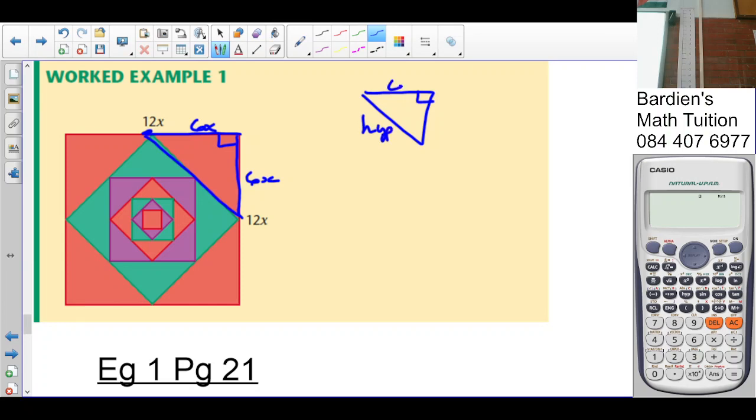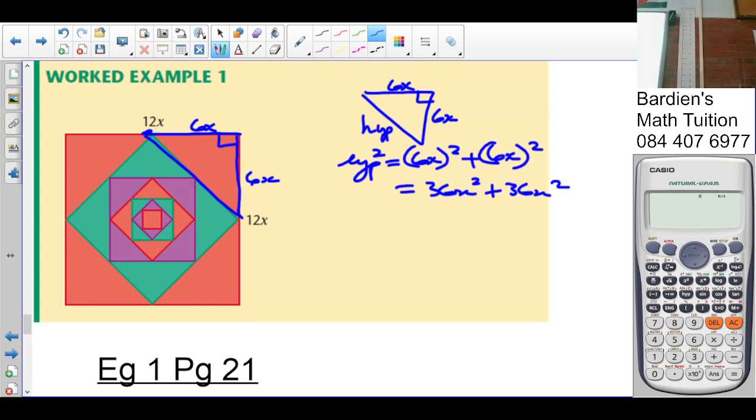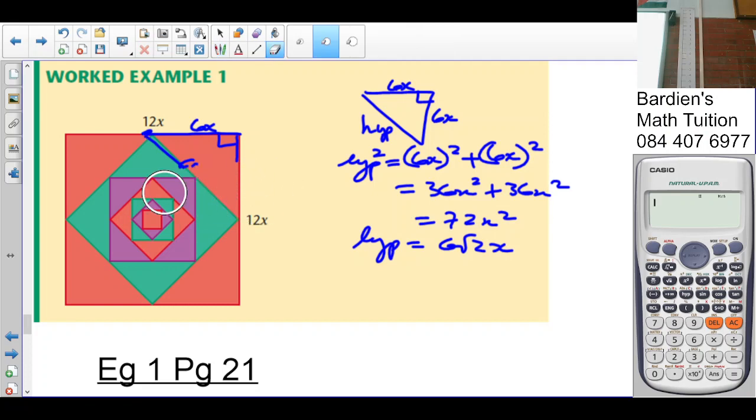So with that I will be able to calculate the hypotenuse, by using Pythagoras. The hypotenuse squared according to Pythagoras is going to be the sum of the other two sides squared. So 6x squared plus 6x squared is going to give us 36x squared plus 36x squared, which gives us 72x squared. So the hypotenuse, I apply my square root there, will give me 6 root 2x. So this length here is 6 root 2x. So I'm going to put here 6 root 2x.